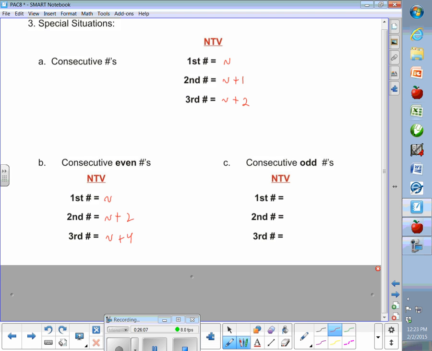All right, well, what about consecutive odd? 1, 3, 5, 7, 9, 11, 13. So you give me the next consecutive odd. 21. Amazing. 39. Remarkable. All right, here we go. N.